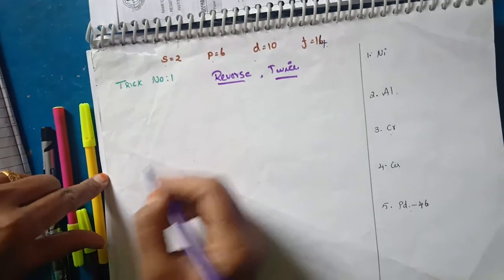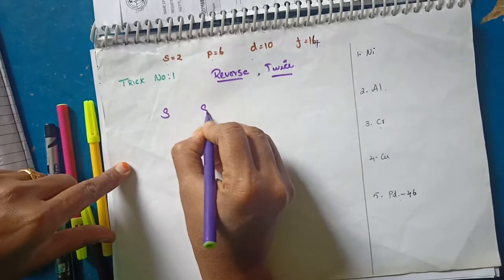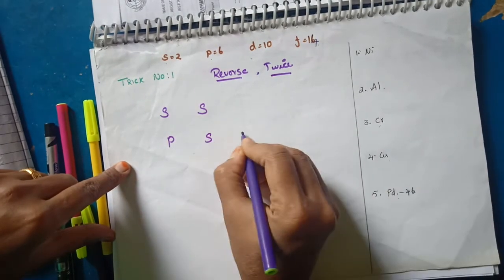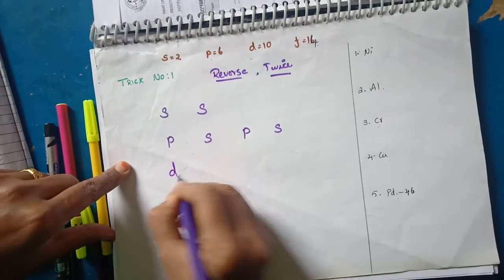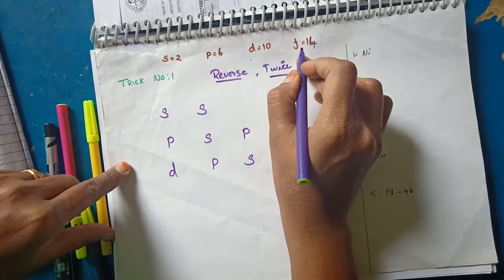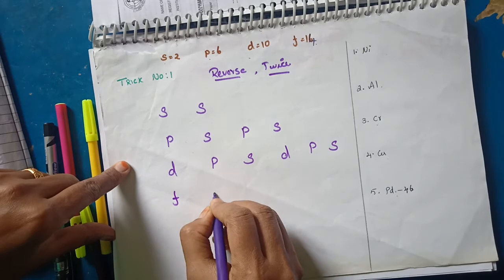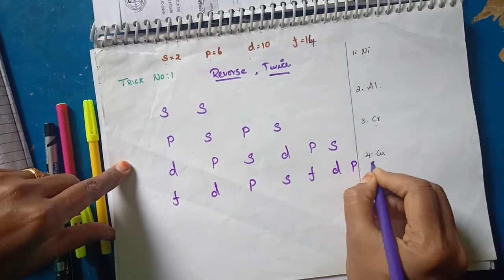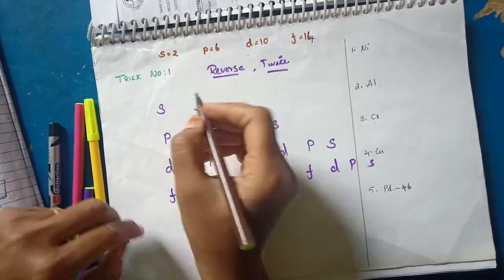So how are we going to write? First we take the s. Then p, s. Next, d, p, s. The next one is f, d, p, s. Now how to fill the numbers.